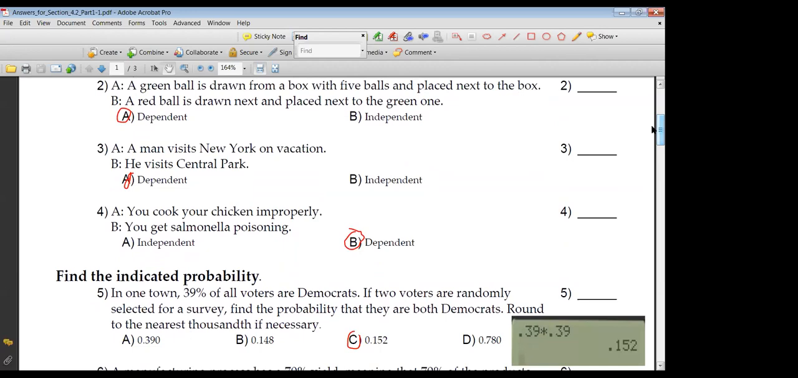A man visits New York on vacation. He visits Central Park. Does the fact that he's in New York somehow affect the probability that he visits Central Park? It doesn't mean it caused it, but the fact that he's in New York obviously increases the odds that he visits Central Park as opposed to visiting San Francisco. It has an effect on the probability and made it a lot greater because he's in New York already.